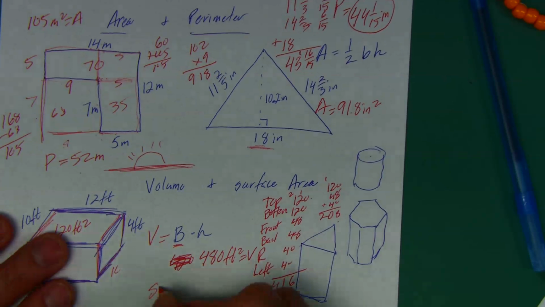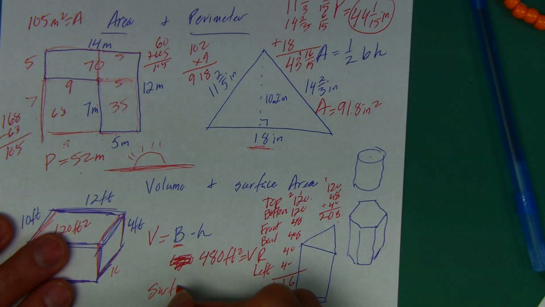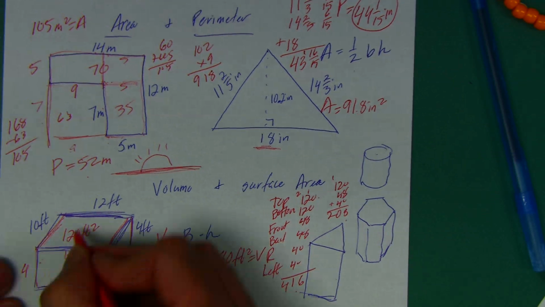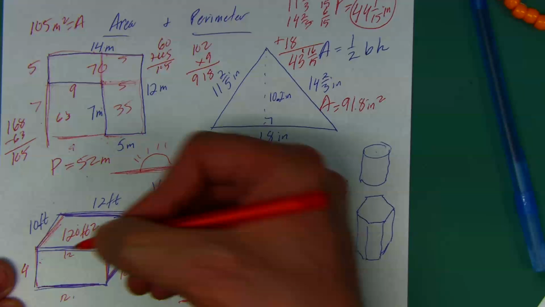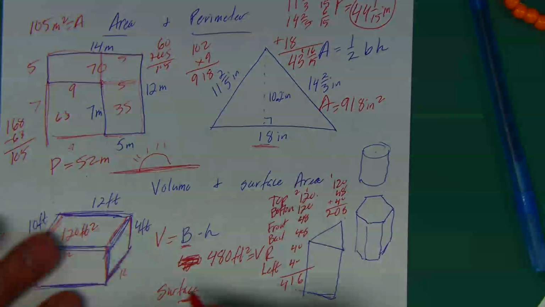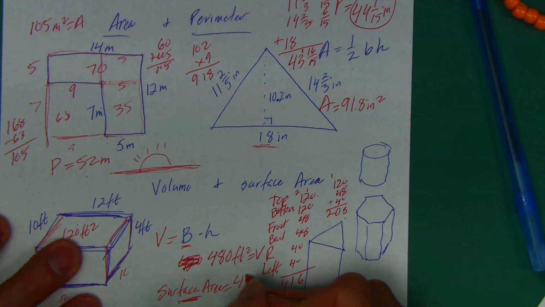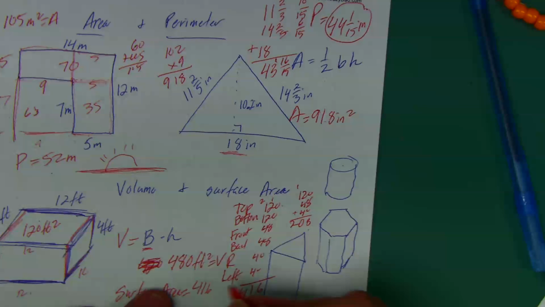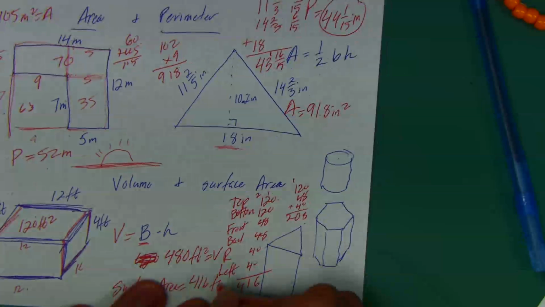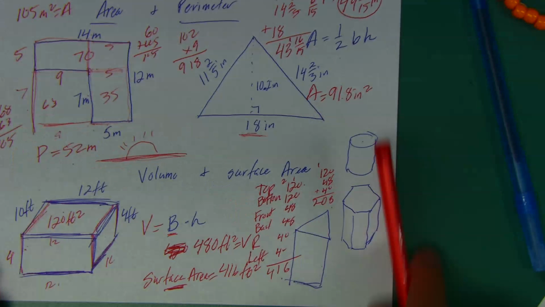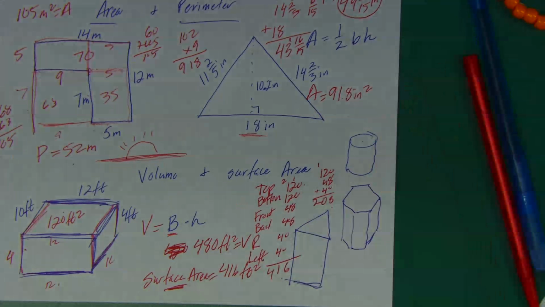So the surface area, and remember, that's the area of each face. That's a front face, top face, right face, back face, left face, bottom face, right? Surface area equals 416, and that's square units. Remember, that's how many stickers it takes to cover it. Okay? All right, you did a surface area problem, you did a volume problem.